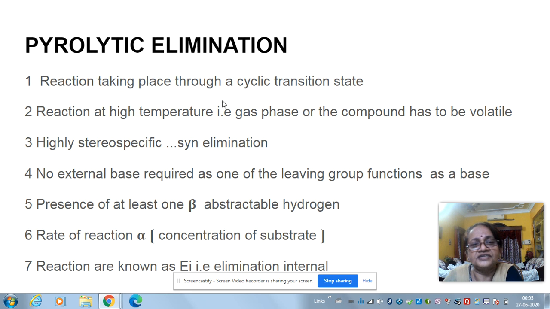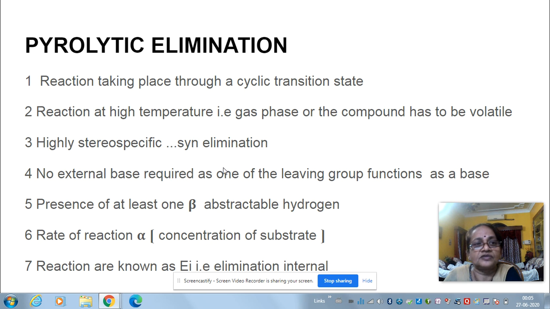elimination. These reactions again take place through a cyclic transition state. The reaction takes place at a high temperature. So now if it is taking place at a high temperature, that means the compound has to be volatile. The reactions are highly stereospecific, and here the elimination is syn elimination. No external base is required here.